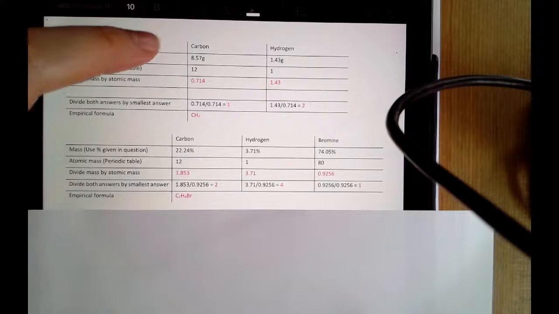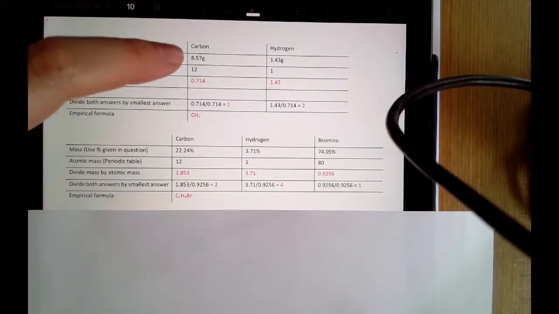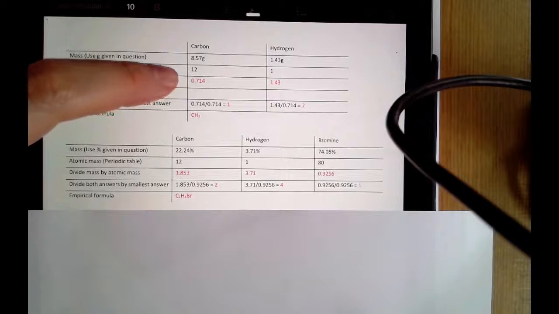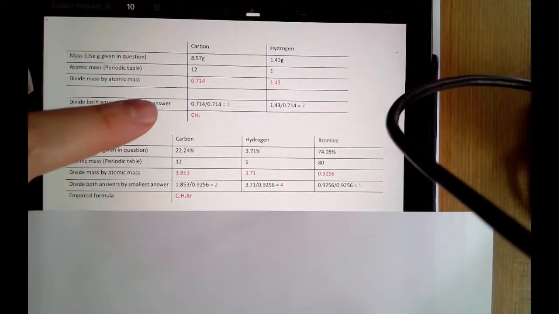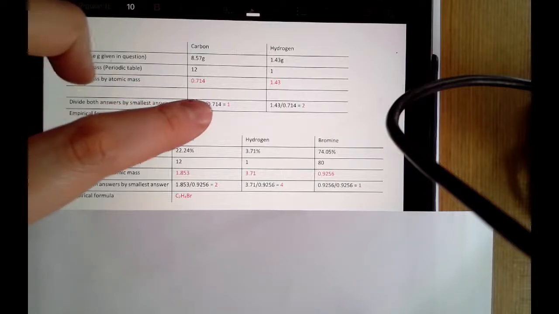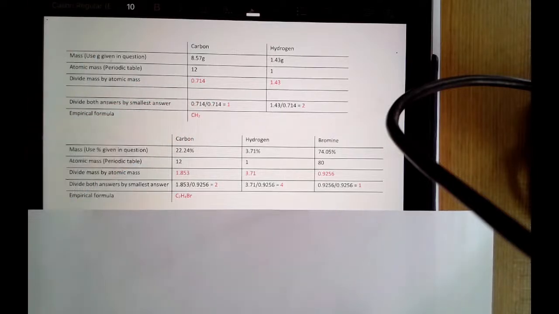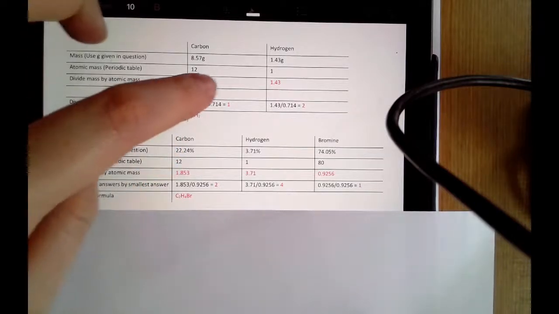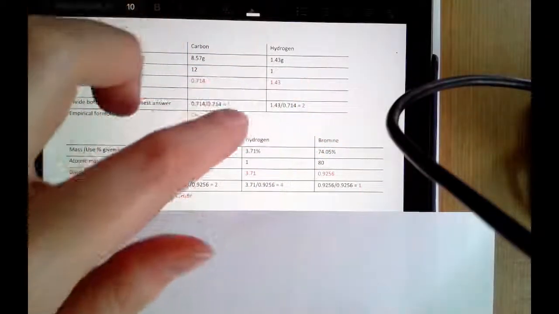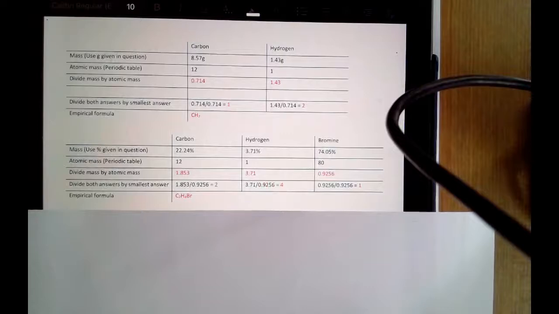This is the first one. Carbon and hydrogen, put in the mass, divide by the atomic mass. These are the 2 numbers that you should get. Divide both answers by the smallest, so 0.714 is smaller, so I divide both numbers by 0.714. I simplify that ratio to 1 is to 2, and then my empirical formula is CH2. So you get 1 mark for each of these answers in red, so that's 2 marks in total, 1 mark for the whole number ratio, and then a final 4th mark for writing the formula.